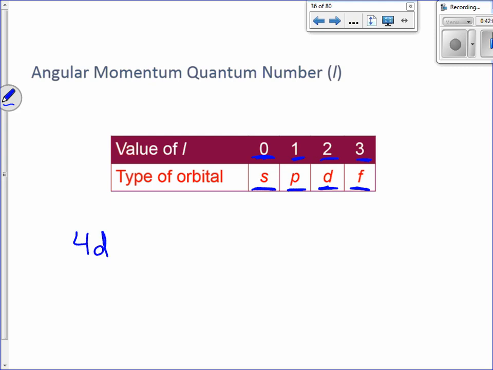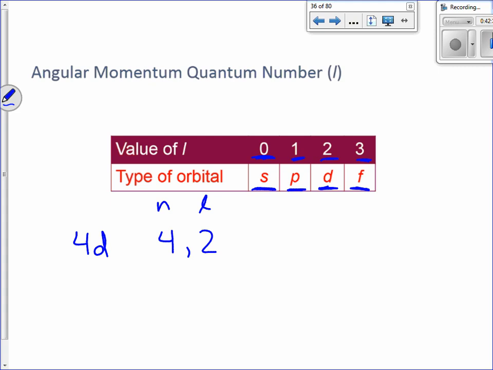my electron's located in 4D, my first 2 quantum numbers, the first one would be a 4, because that's my N number. My second number would be a 2, because my L is a D, right? So N is 4, because that's the principal energy level. L is going to be a 2, because we're in a D shape. Okay? So far, so good.